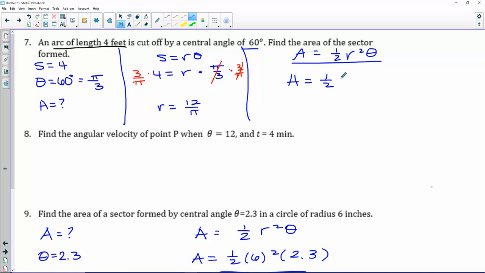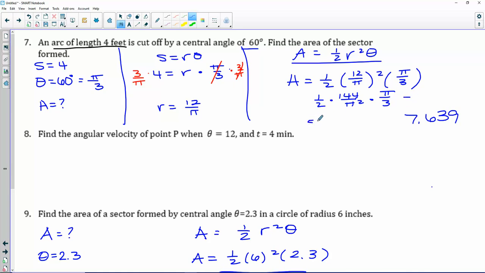So it's 1/2 times 12 over pi squared times pi over 3. You're welcome to just plug that whole thing in the calculator, and I think it gives you 7.639. If you work it out, that's fine. It's 144 over pi squared times pi over 3. And that's how I got to my 24 over pi. And since it's area, that would be square feet. So either of those is fine. Is that okay?